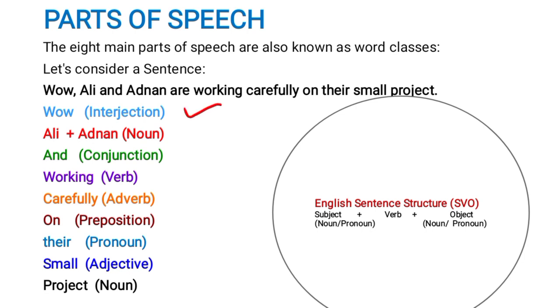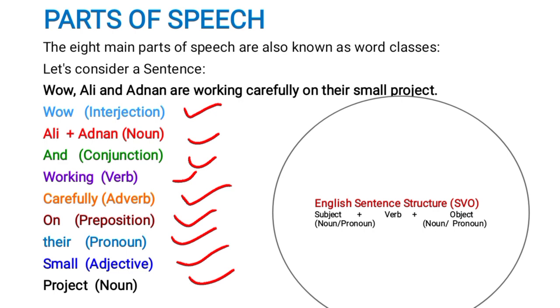Wow is an interjection. Ali is a noun. And is a conjunction. Working is a verb. Carefully is an adverb. On is a preposition. Their is a pronoun. Small is an adjective. And project is a noun. So in this example, we have used the 8 different parts of speech.